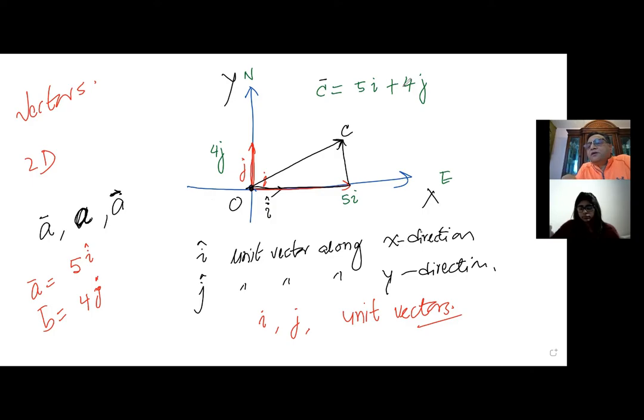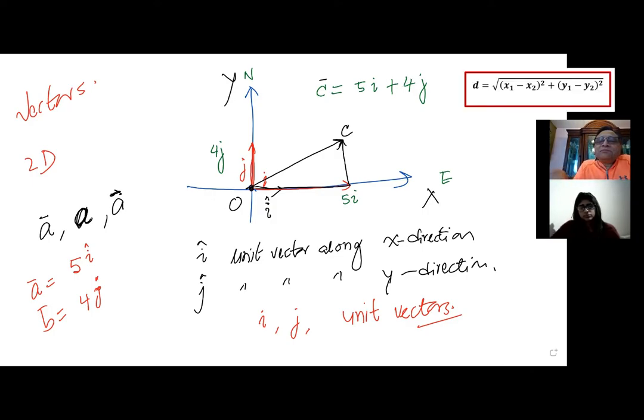You can now find both the magnitude and direction of this vector. Magnitude using the Pythagorean theorem. The magnitude will be written with the absolute value, and it is always positive. It is the square root of 5 squared plus 4 squared. Is it okay? Yeah.